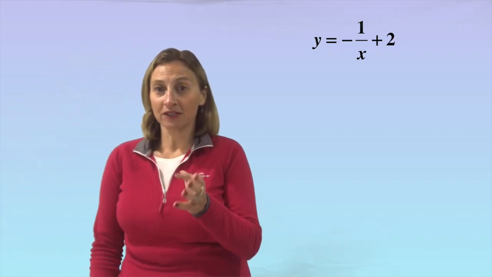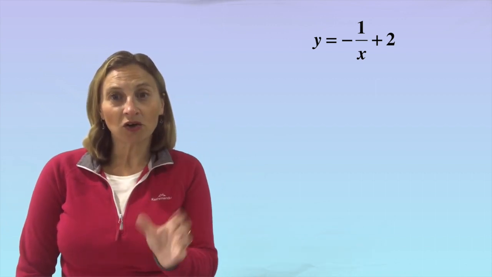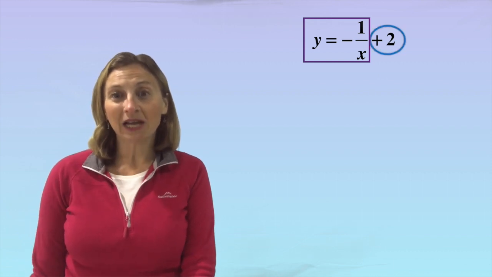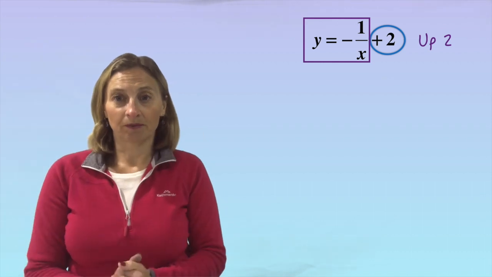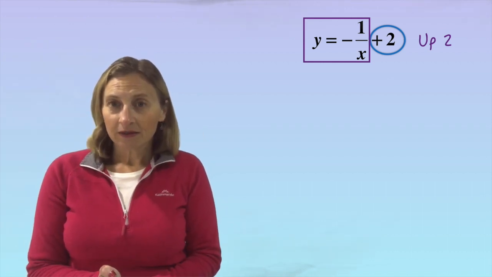Let's say we have y equals minus 1 on x plus 2. What's this going to look like? Remember we have our basic curve, which is y equals minus 1 on x. And then we have the plus 2, which means that the whole graph goes up 2. Where do we start? Good.